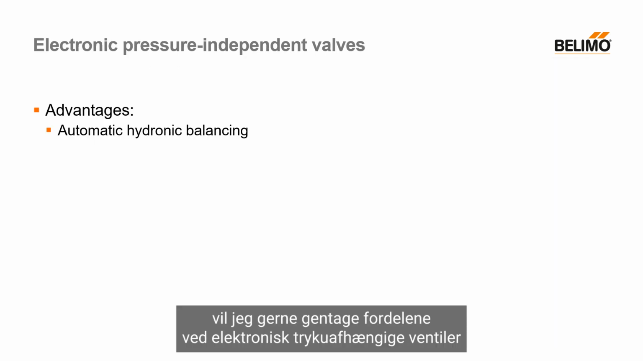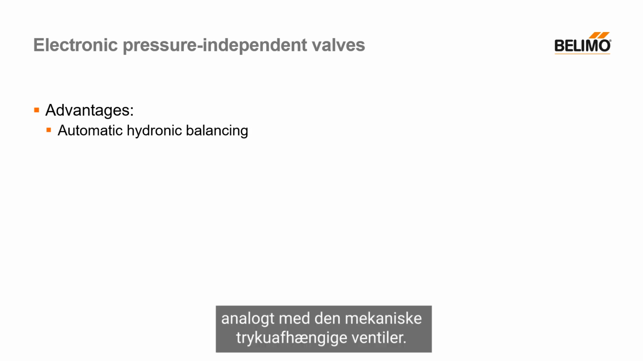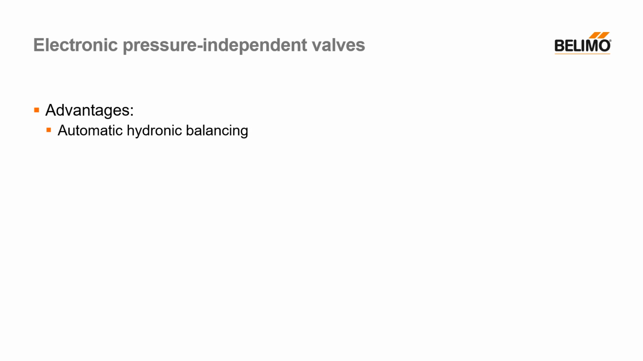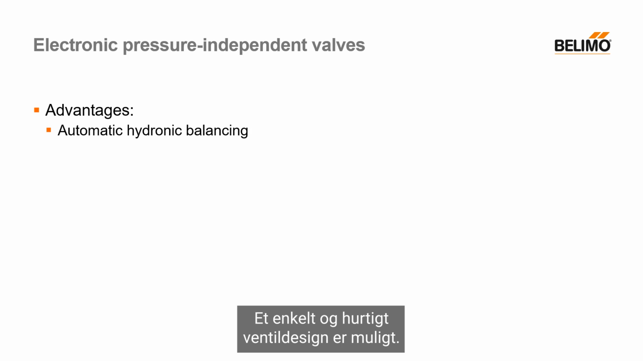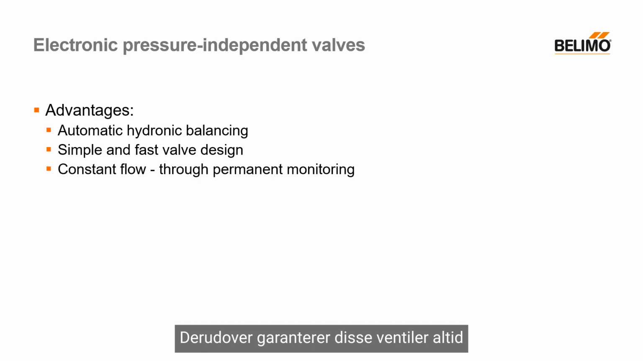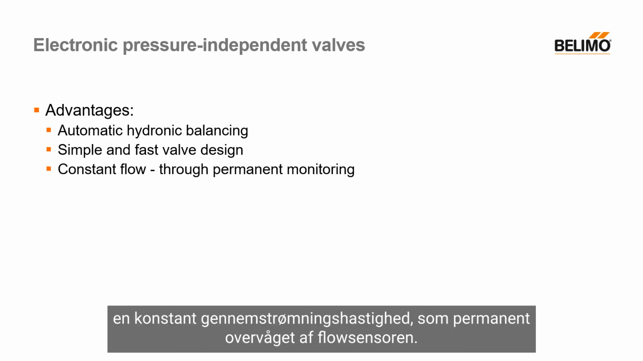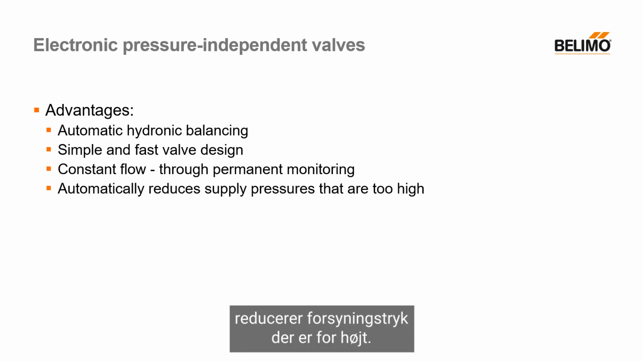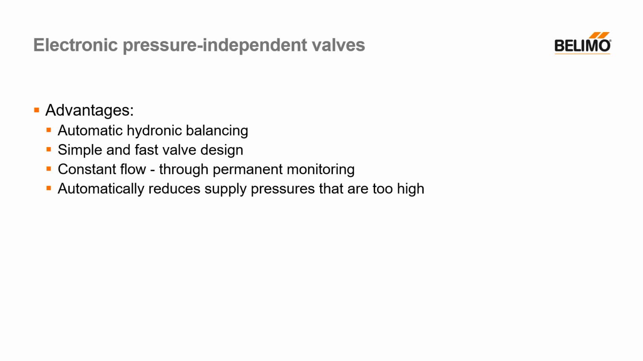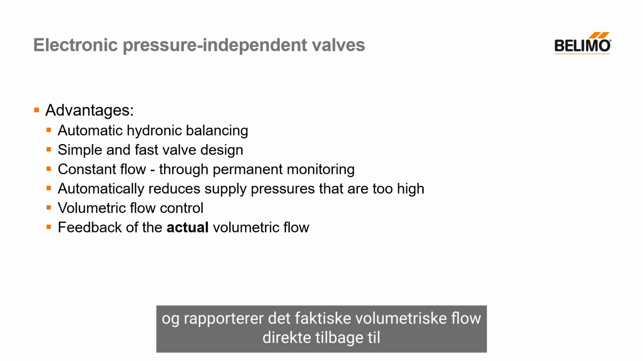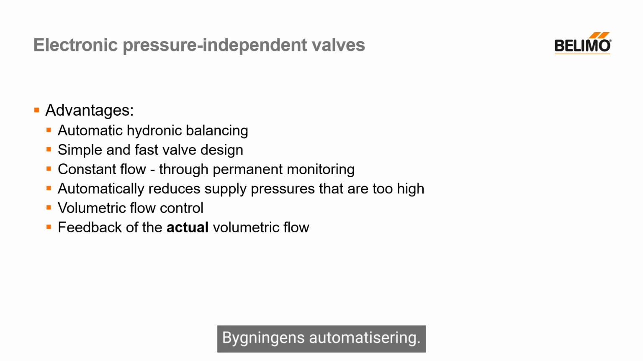In summary, I would like to reiterate the advantages of electronic pressure-independent valves. Analogous to the mechanical pressure-independent valves, automatic hydronic balancing is also performed here. A simple and fast valve design is possible. In addition, these valves always guarantee a constant flow rate, which is permanently monitored by the flow sensor. The valve automatically reduces supply pressures that are too high. It controls the volumetric flow very precisely and reports the actual volumetric flow directly back to the building automation.